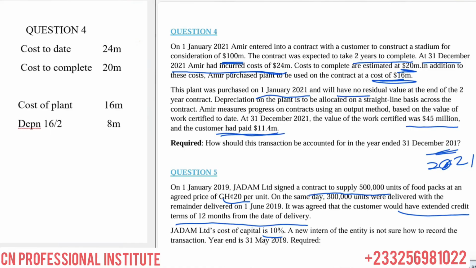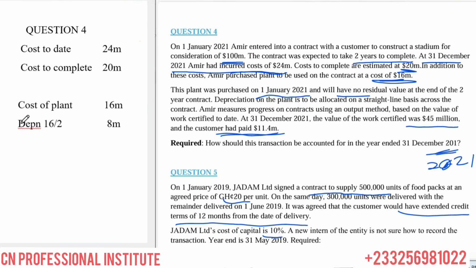We give it to cost to date. And then the remaining carrying value, the 16 million minus the 8 million, will be added to cost to complete. Are you following? So depreciation is 8 million. We will add the depreciation to the cost to date. And then the carrying value, which will also be 8 million, should be added to cost to complete. That's all.